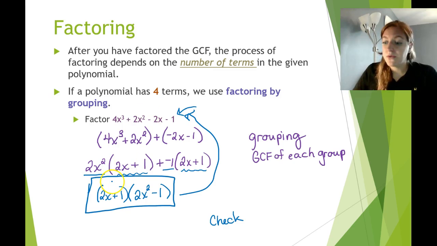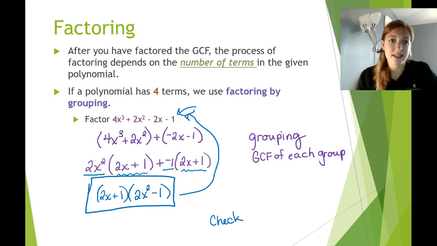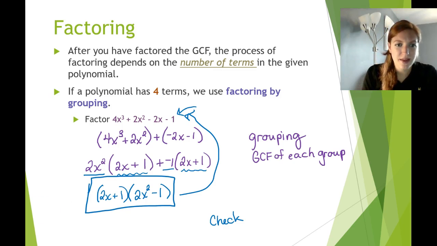So that's factoring by grouping. As a reminder, you only do factoring by grouping when you have 4 total terms. So be careful when you're doing that. That's my cautionary tale. Good luck.